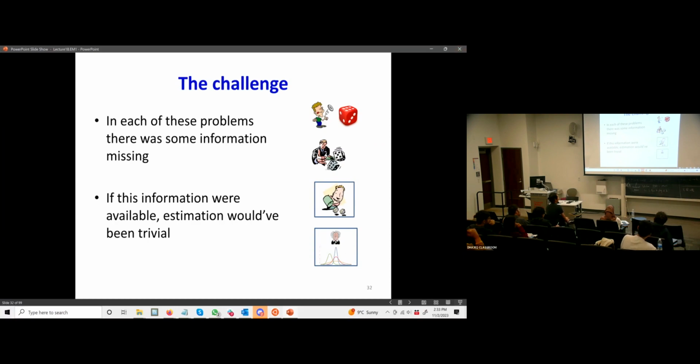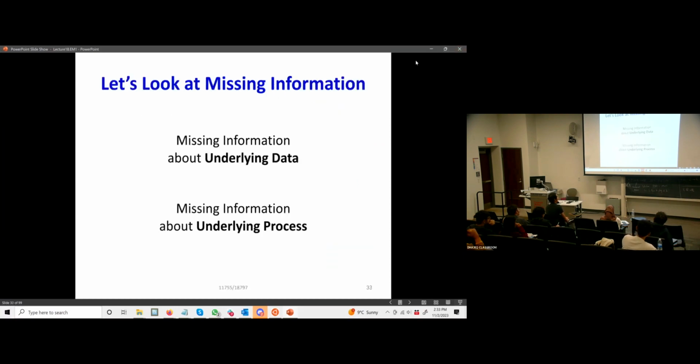So I'm going to show you two different ways in which information can be missing. One in which you might have information missing about the underlying data itself. The other in which you might have information missing about the underlying process.